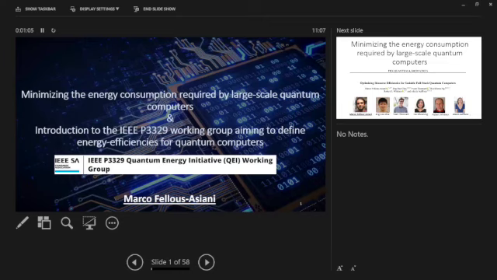Originally, I've been asked to present the IEEE Working Group, a working group to define energy efficiency for quantum computers. But there are many things we are currently discussing, so making a full presentation on this would be a little bit light. This is why I've been suggested to at the same time present a scientific paper about minimizing the energy consumption of quantum computers and the link to the IEEE Working Group, because this scientific paper will also help you understand how we can define energy standards.